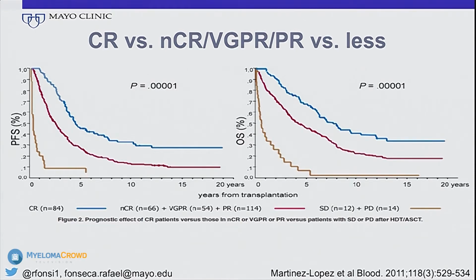Now, what do the colors mean? Those that are blue were those patients that got into a complete response with transplant. Those that are red had a response, but not quite a complete response. And those that are in the tan color, the stable disease or progressive disease. And what you can see is that at 20 years, a third of those patients who were in a complete response had not progressed.